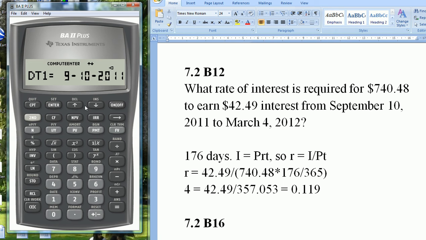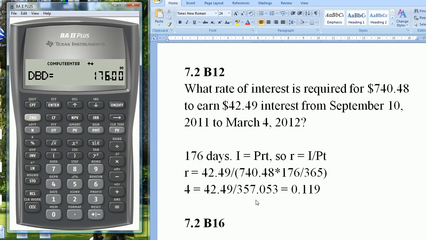Enter. Now go down. It wants the second date, so we've got March the 4th, so that's going to be 03.0412. Enter. And then down, and then go to compute CPT, and that will give us days between dates. So we've got 176 days between September the 10th and March the 4th over those years.